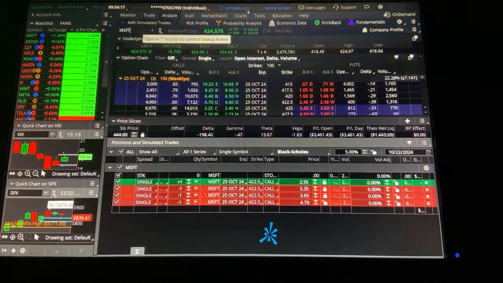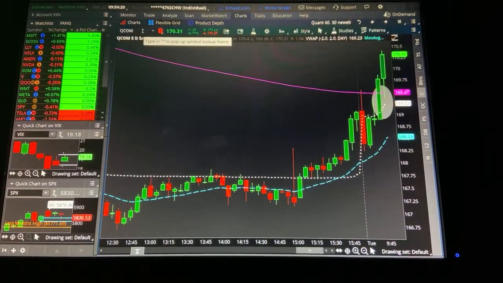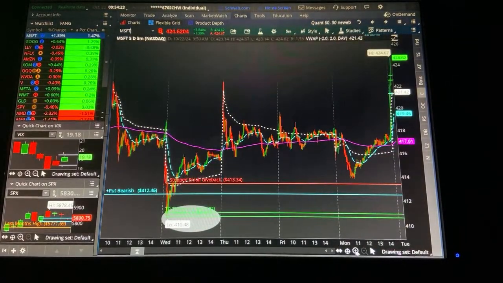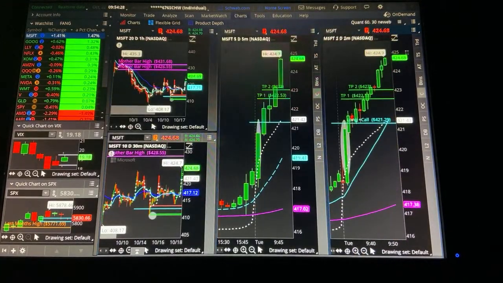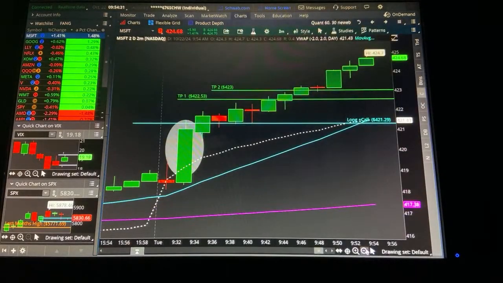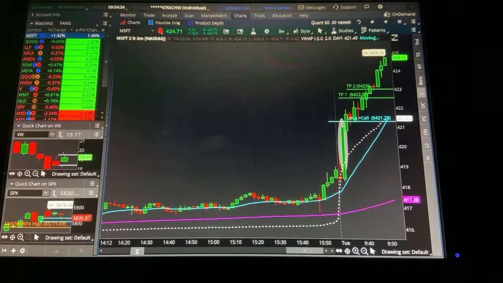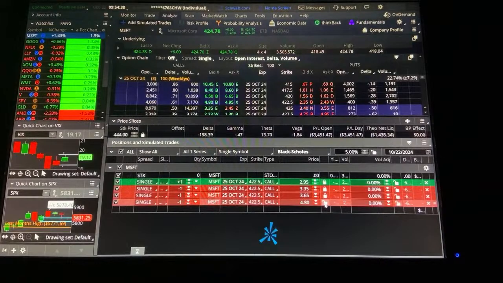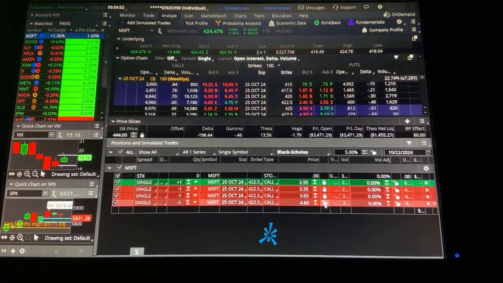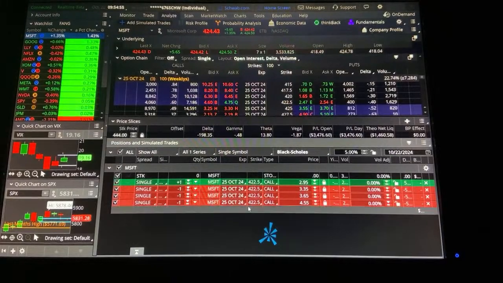I got to take profit on Microsoft. These options are up almost 100%. Let's take profit on Microsoft, okay? From 295 to 475. I got they gave me 455. I'll take it. It's a good trade.